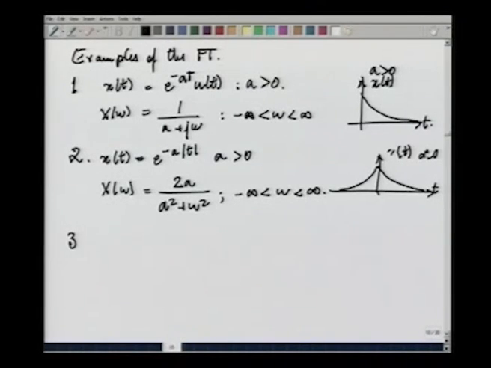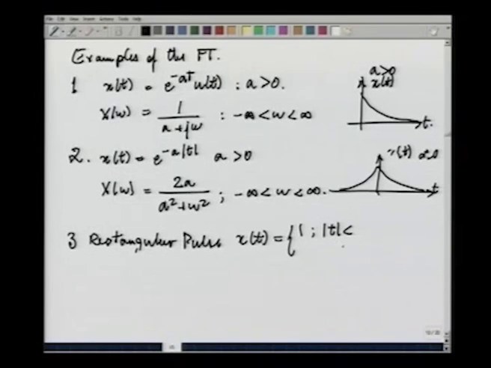The third example is of what is called a rectangular pulse. x t equals 1 for mod t less than t1, equals 0 for mod t greater than or equal to t1. The shape of the function would be like this.